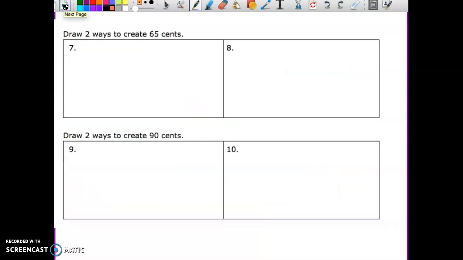This one is where we had some struggle. They had to choose coins and bills to create an amount of money. And we've talked about there are many ways I could create an amount of money. But I guess some of that freedom gives them some anxiety about it, and they get a little frozen when it comes to doing it. But we have worked on it in class. If they take a breath and try to think about it, they usually can come up with a couple different ways. So for this number 7, draw 2 ways to create 65 cents.